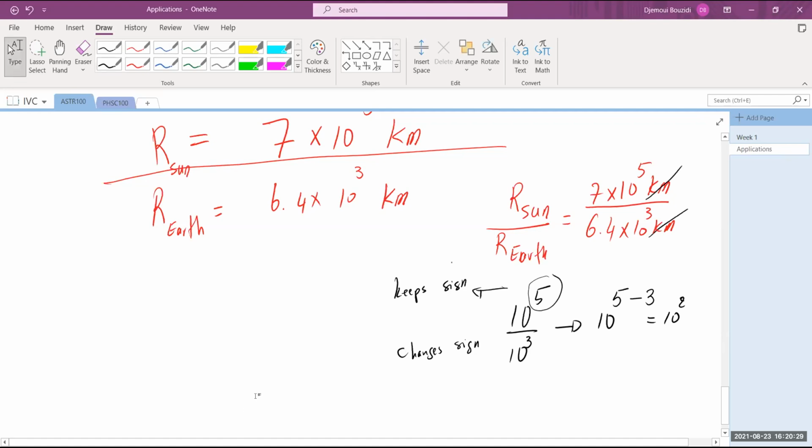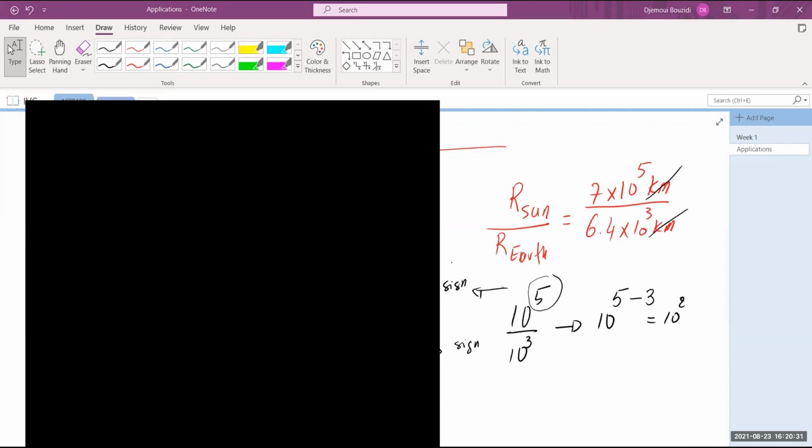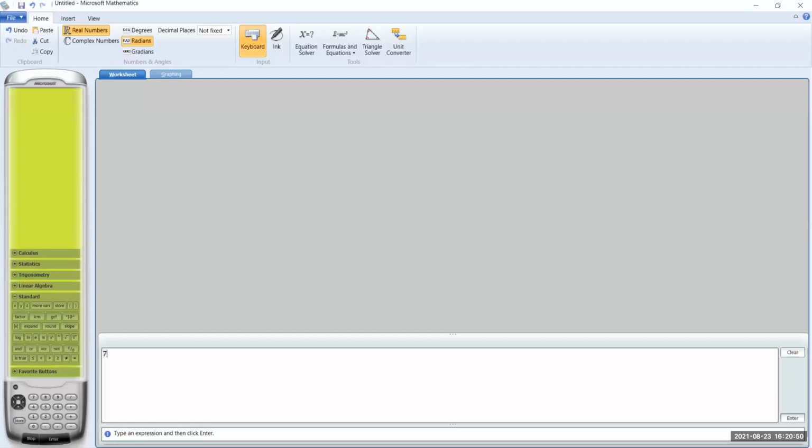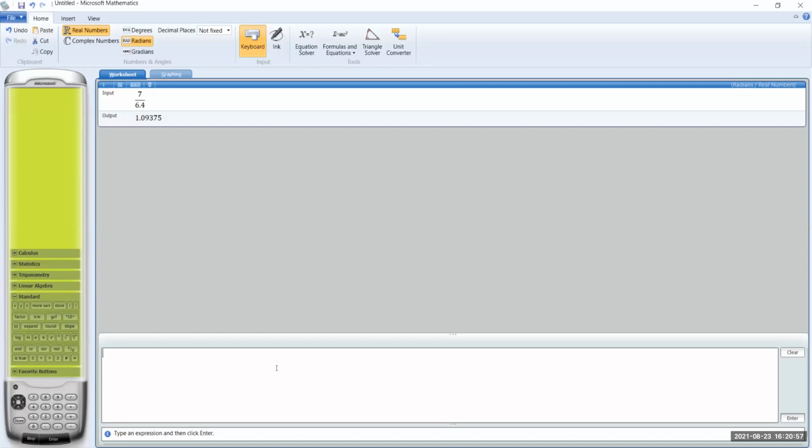Actually, let me pull up a calculator here and see what that number is. I'm going to pick up a handy dandy calculator that I have on my computer. Let me stop sharing that screen and share the calculator itself. I'm going to take 7 and divide it by 6.4. If I do the division, it's 1.09375 if you really care about it.